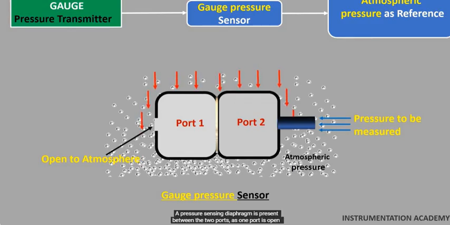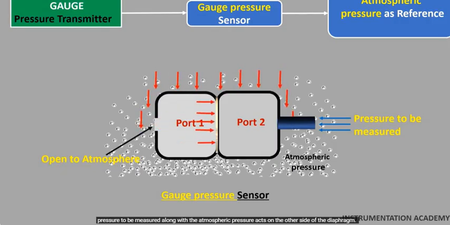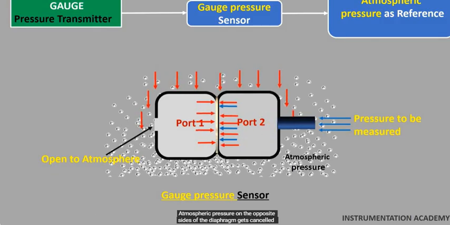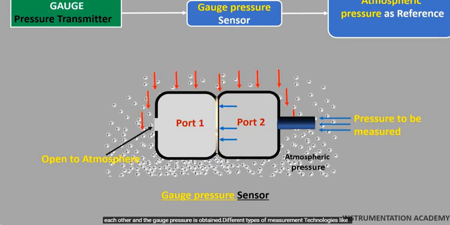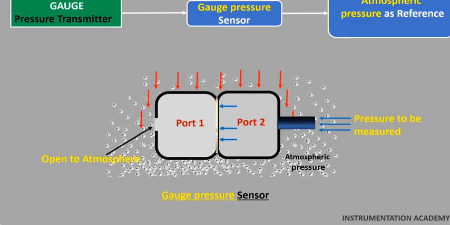A pressure sensing diaphragm is present between the two ports. As one port is open to the atmosphere, atmospheric pressure acts on one side of the diaphragm, while the pressure to be measured along with the atmospheric pressure acts on the other side of the diaphragm. Atmospheric pressure on the opposite sides of the diaphragm gets cancelled and the gauge pressure is obtained. Different types of measurement technologies like piezoresistance, strain gauge, capacitance, etc. is used to measure the deflection of the diaphragm.